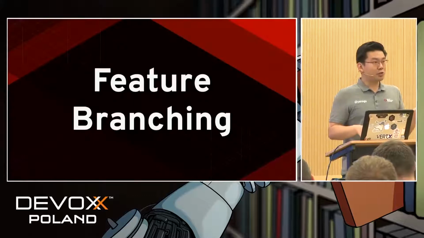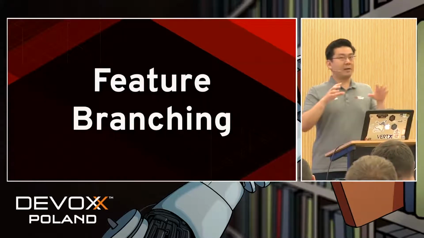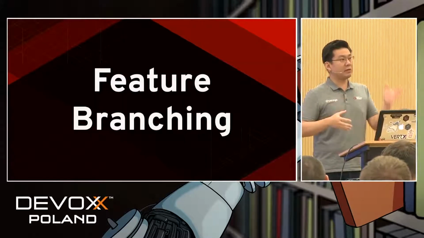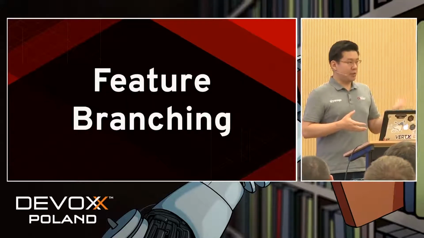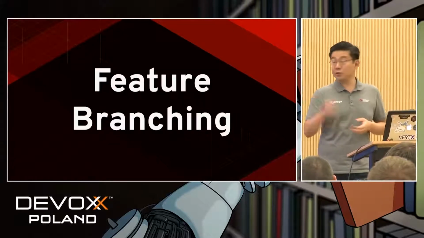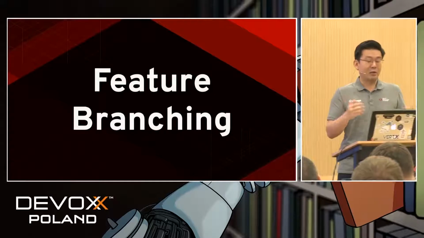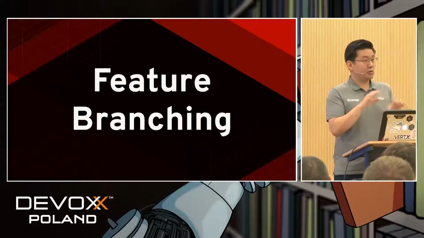And the first approach for creating pipelines with hypothesis-driven development is feature branching. So most of us developers are used to this approach, since now we are very used to using GitHub.